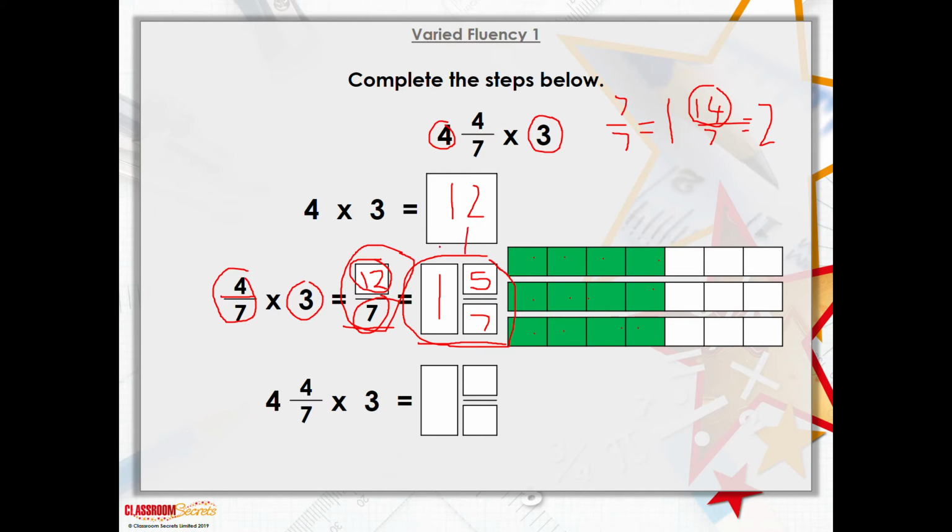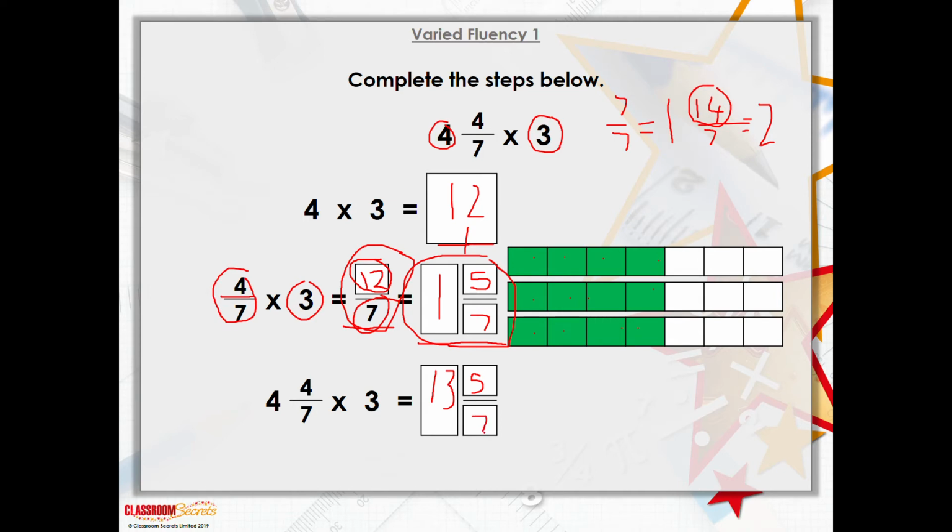So I'm going to put my little handy plus sign there, my little handy add sign. Okay, and then I'm going to do 12 add 1. I want to do the whole numbers first. 12 add 1 is 13, and then 0 add 5 and 5/7 is just 5/7.